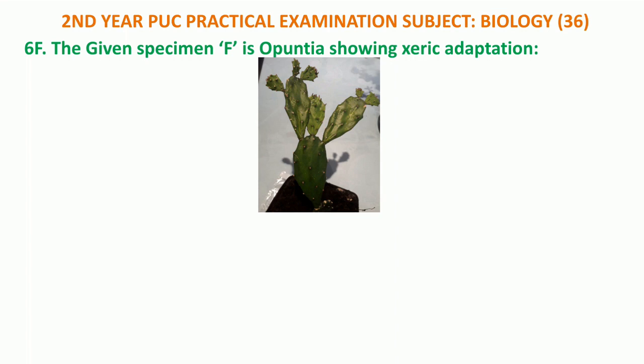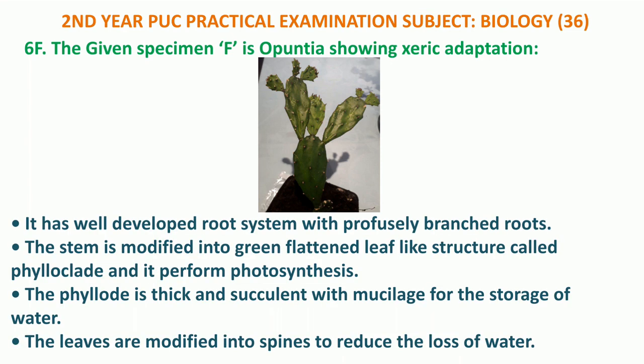6F. The given specimen F is Opuntia showing xeric adaptation. For this identification only, you will get 1 mark. If you forget this, you will lose your mark. And after that, you should write some points like this.